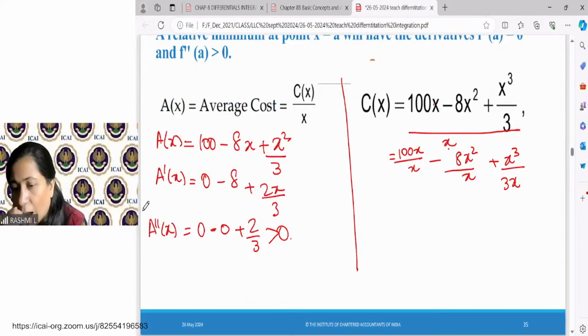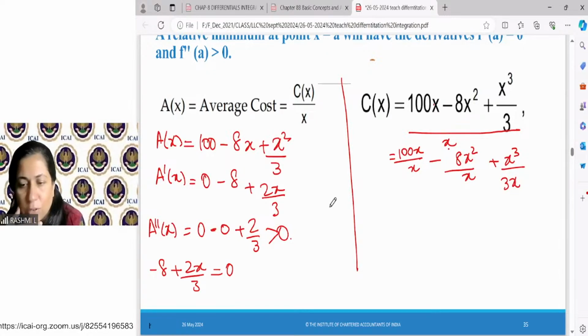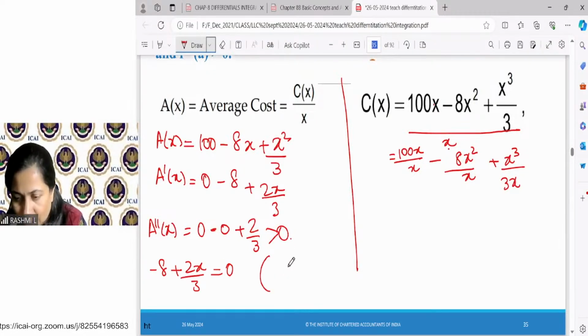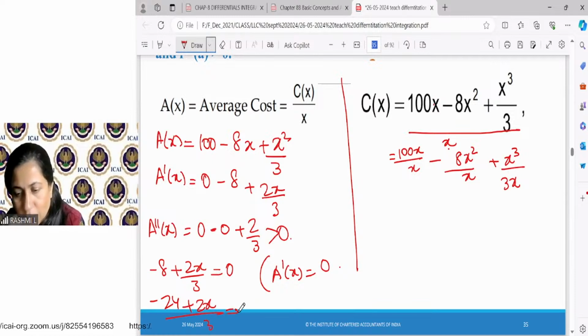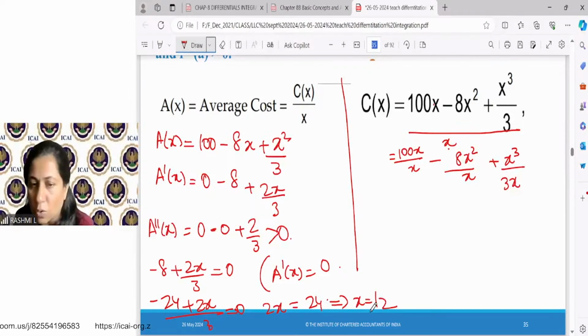Now I want to find how much is my value of x. So minus 8 plus 2x upon 3 is equal to 0. I have to equate A dash x equal to 0. So this is equal to minus 24 plus 2x upon 3 is equal to 0. If I multiply by 3, the right side will be 0. So I have 2x is equal to 24 because minus 24 comes to this side. So 2x is equal to 24, which implies x is equal to 12. So x is equal to 12.